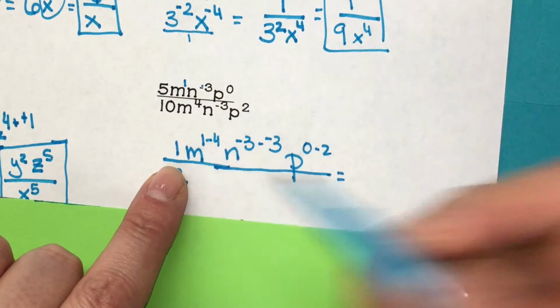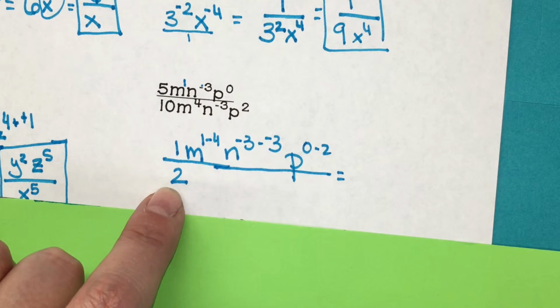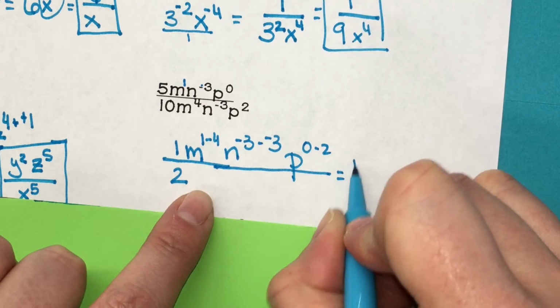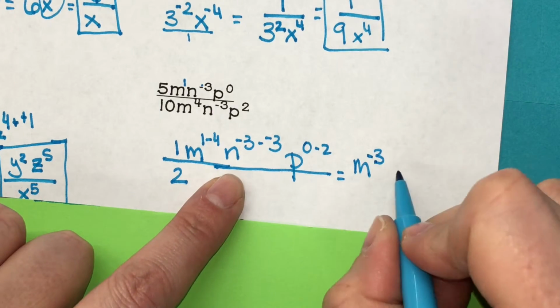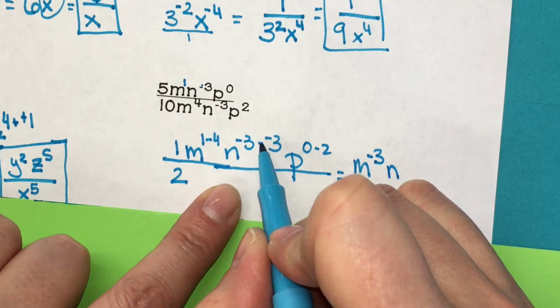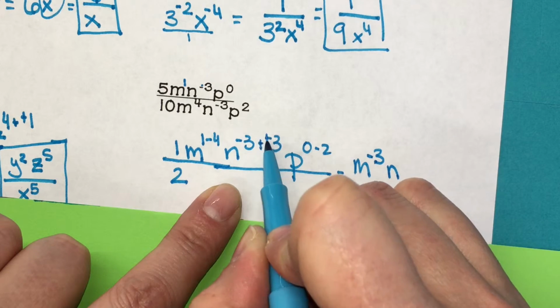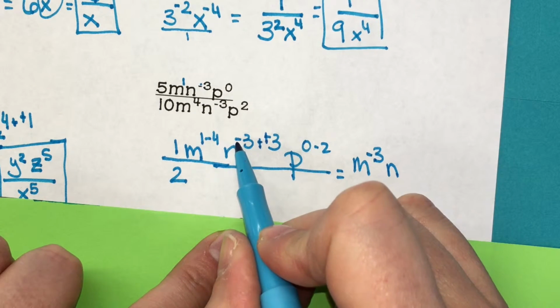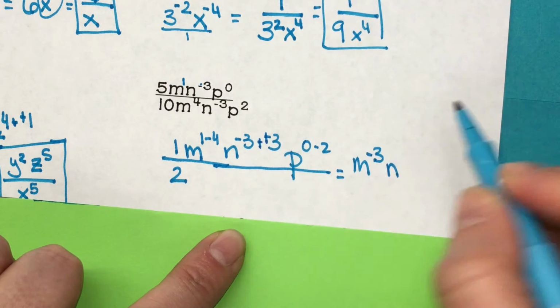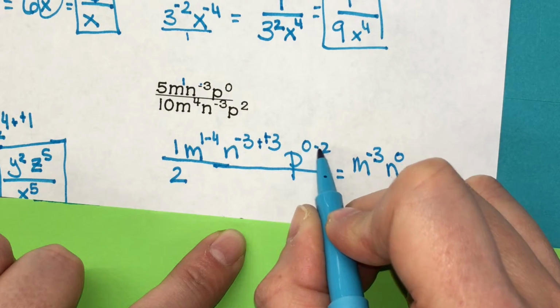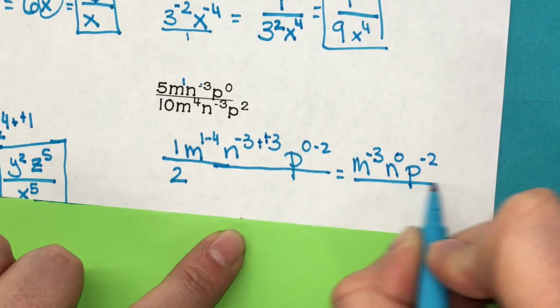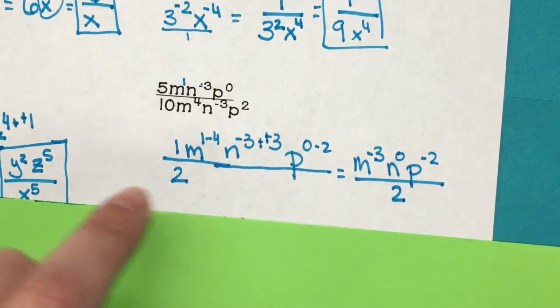well, if I have 1 times m, I don't really need that 1 there. Okay, so I have m to the power of 1 minus 4 is negative 3. N to the power of, well, minus a negative changes to plus a positive. Negative 3 plus 3 is 0. And p to the power of 0 minus 2 is negative 2, all over 2.